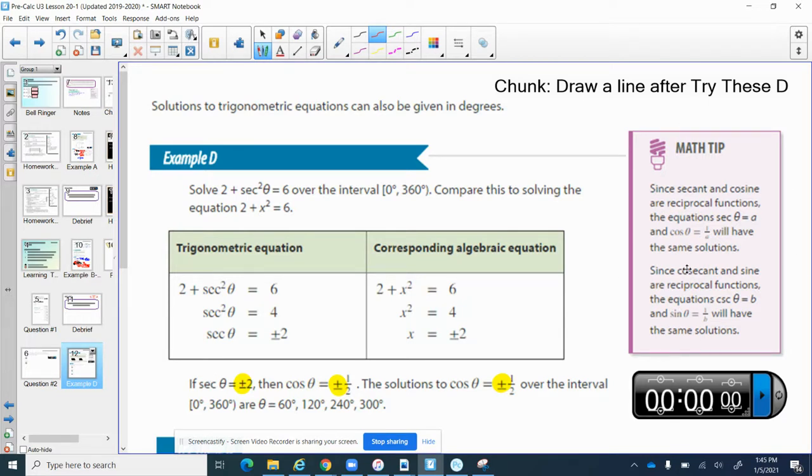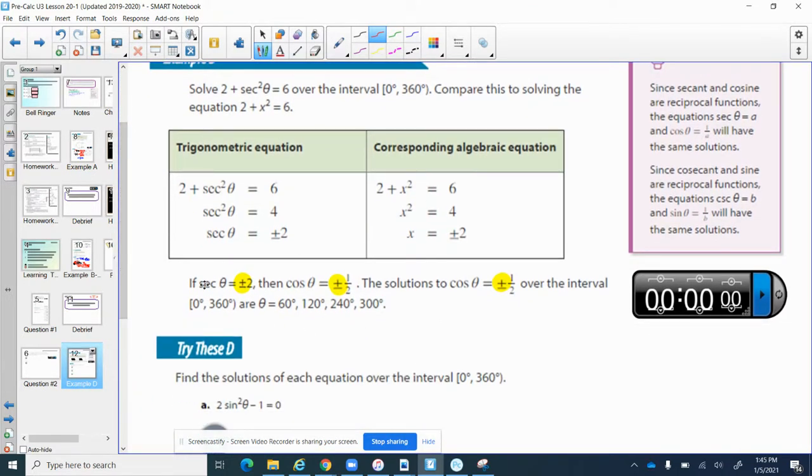Now, notice on the left-hand side of your paper on page 268, you see this math tip box. When we're looking for a reciprocal function, since we're not as used to finding those, look at the reciprocal that it's associated with. Secant of plus or minus 2 is the same thing as saying cosine of plus or minus 1/2, reciprocal.